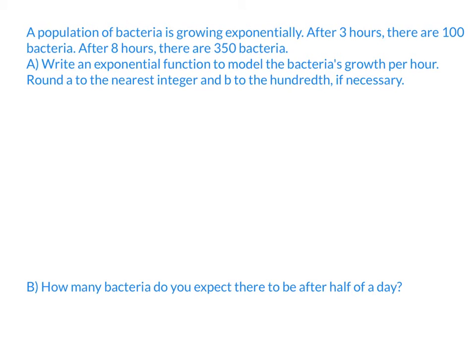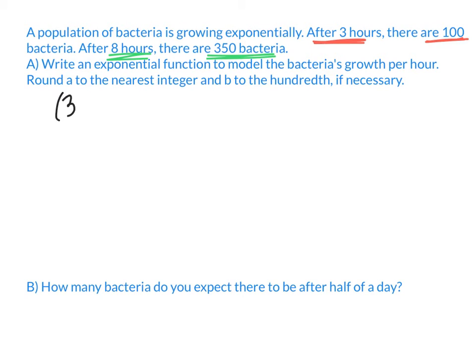And it tells us 2 things. After 3 hours, there are 100 of them. And then after 8 hours, there are 350 of them. So clearly this is growing fairly quickly. With a 5-hour gap, you increase by 250 bacteria. So we really need to know specifically how that's growing. What is it multiplying by each time for that 100 and that 350 to happen when x is 3 and x is 8? So we're really going to look at this like 2 ordered pairs.